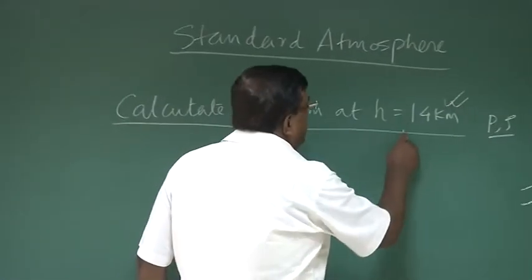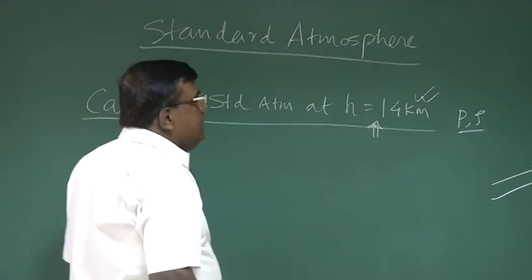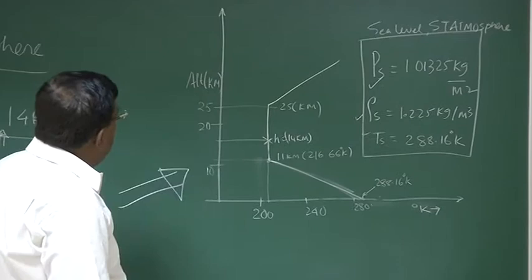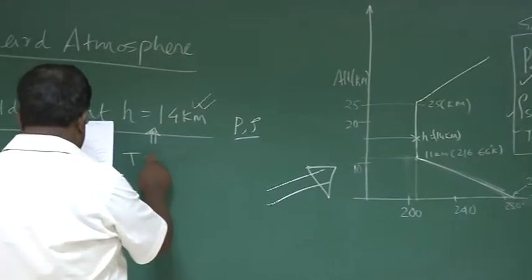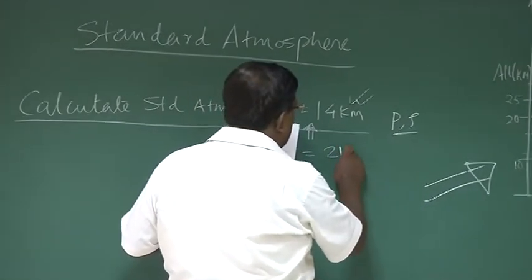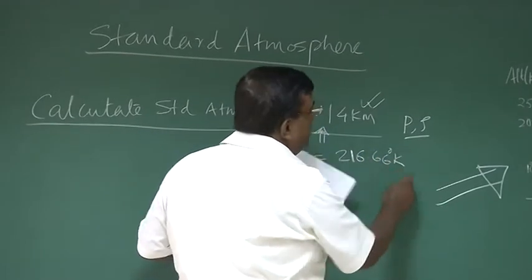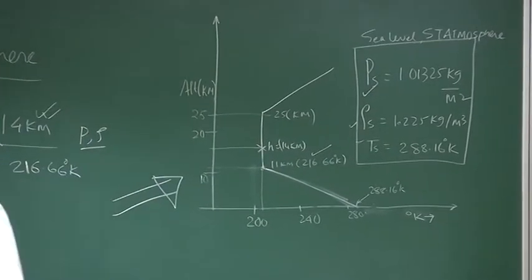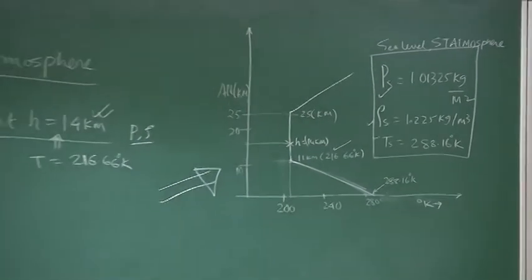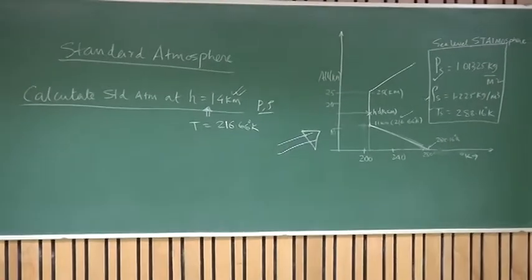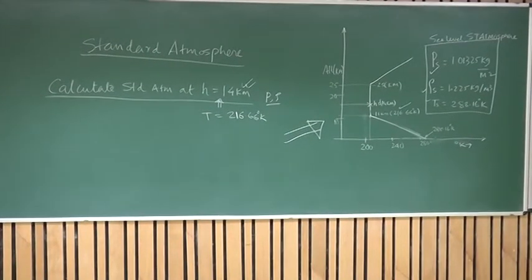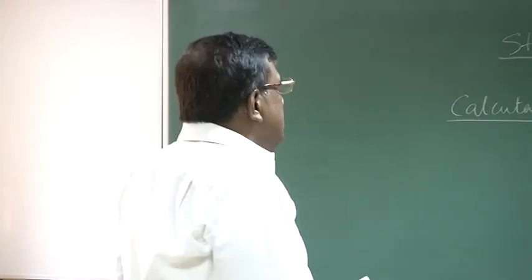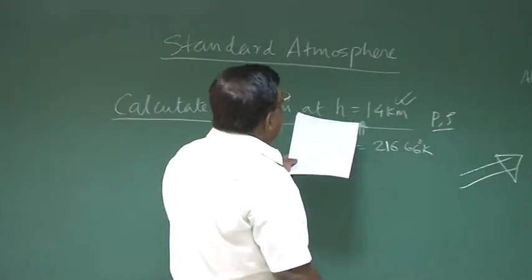Since it is h equal to 14 kilometers, I see here, and I find that 14 kilometers means the temperature is 216.66 degrees Kelvin, which I have written here. This I am directly getting from this chart. In practice, you will find there is a standard atmosphere table generated. You can do a Google search, you will find it, and I am trying to give you an example of how that table was generated. A specific case, I have taken h equal to 14 kilometers.